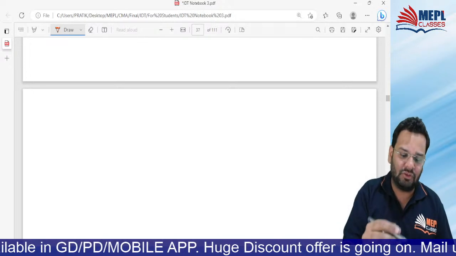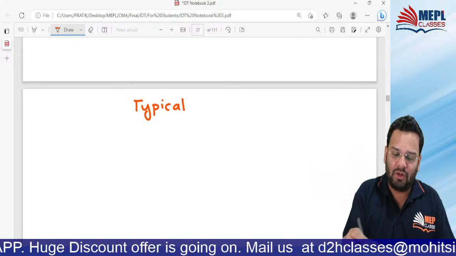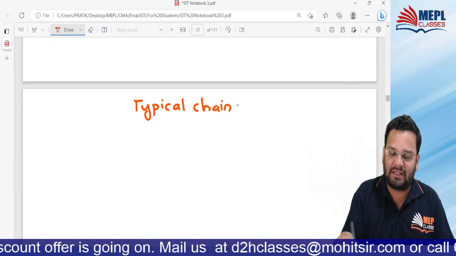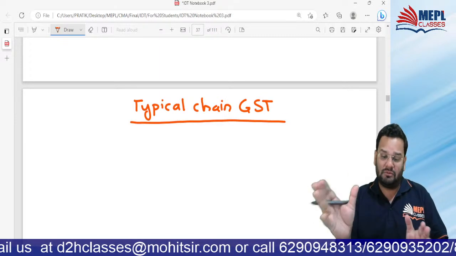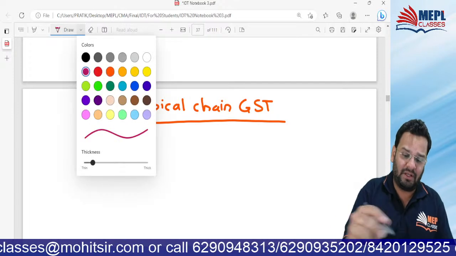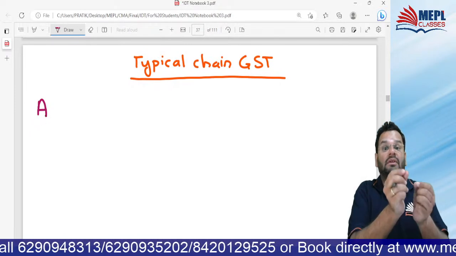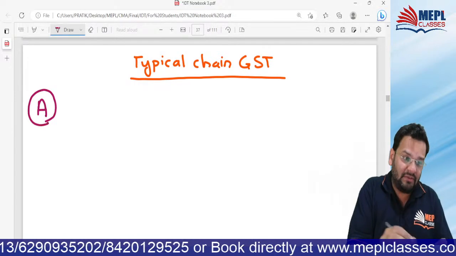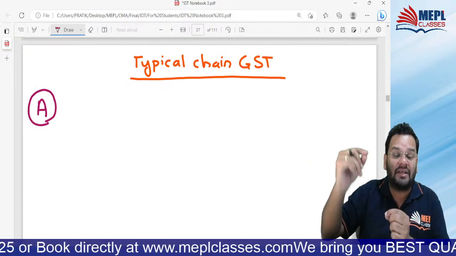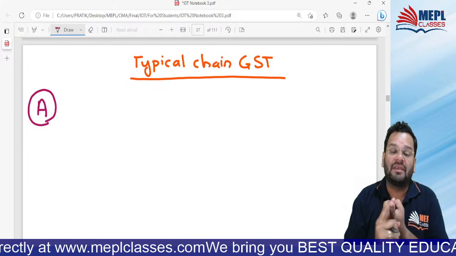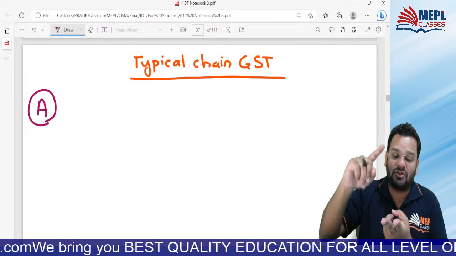So see, guys, do you know what is a typical chain in GST? What is the typical chain in any indirect tax? If I want to know any indirect tax, I should understand this typical chain. This typical chain is from the manufacturer, the goods reach to the consumer, isn't it? So this is a tax on consumption, and it is based on destination of consumption.